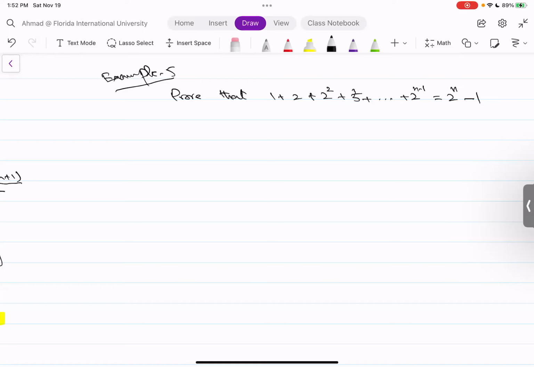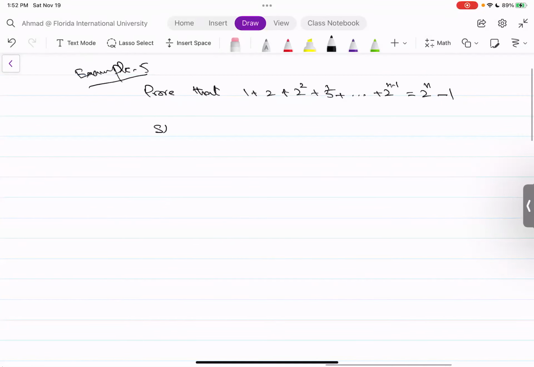Prove it by mathematical induction. So what we can do is simply use our induction steps. Step number one is simple. Let P of n be the statement. If you observe this, the first term is 1, which is 2 to the power 0, then this is 2 power 1, then this is 2 power 0. We can write that, right?